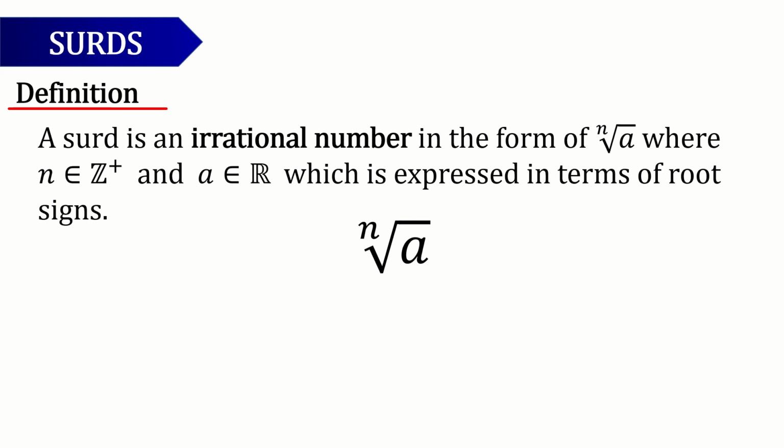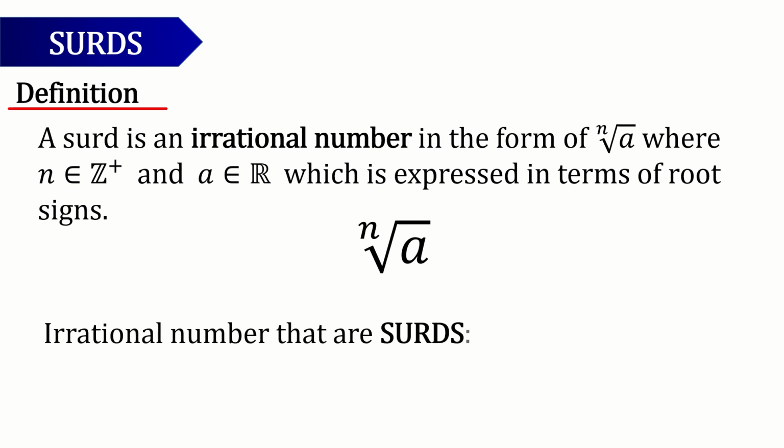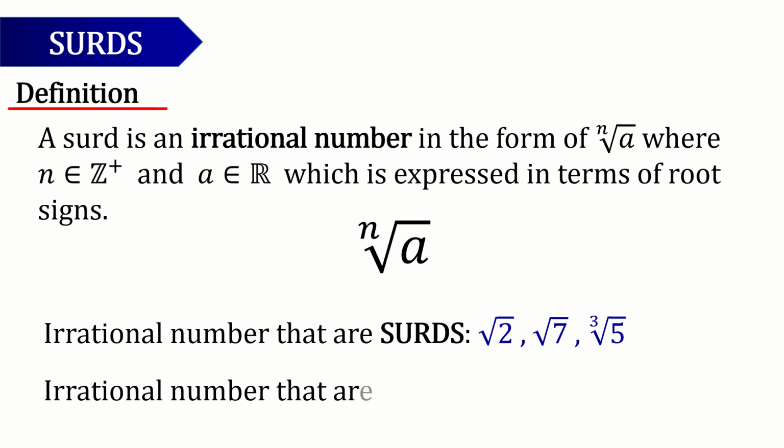not all nth roots are surds. It must be an irrational number. For example, square root 9 is not a surd because square root 9 is equal to 3. That's not an irrational number. Examples of irrational numbers that are surds are surd 2, surd 7, and cube root of 5. We also have irrational numbers that are not surds, which are pi and e. Okay, e for Euler's number.